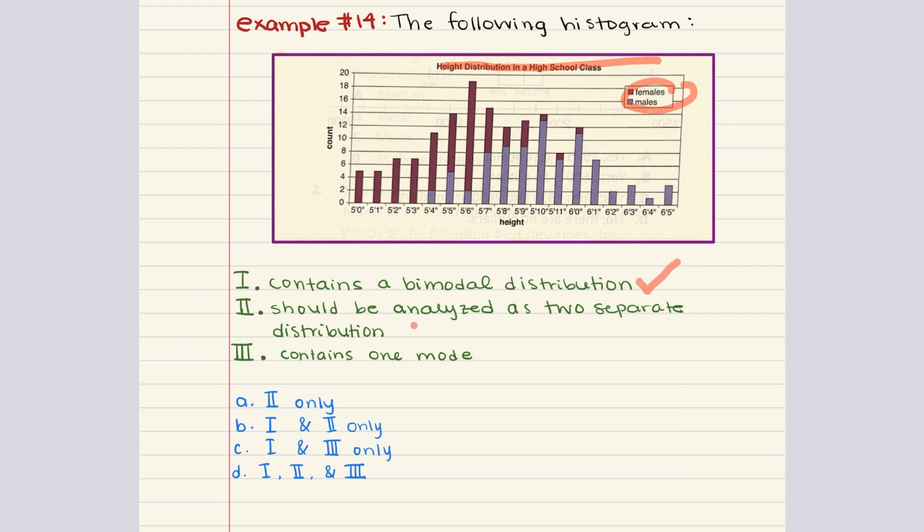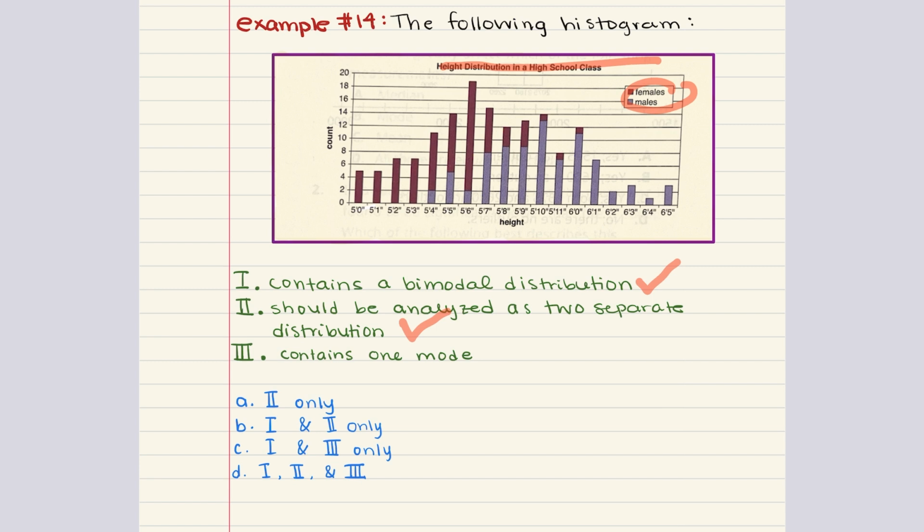Statement 2 is also true because the data should be analyzed as two separate distributions, one for females and one for males. The genders represent two distinct populations with different height ranges and different central tendencies. Combining them into this single distribution makes it hard to observe the patterns and the differences that arise based off of gender.